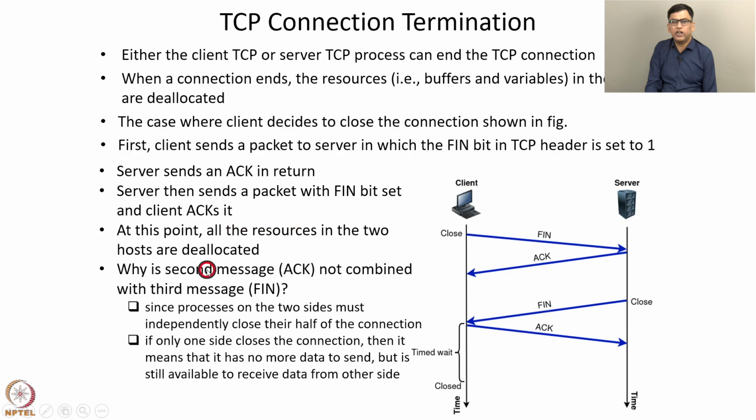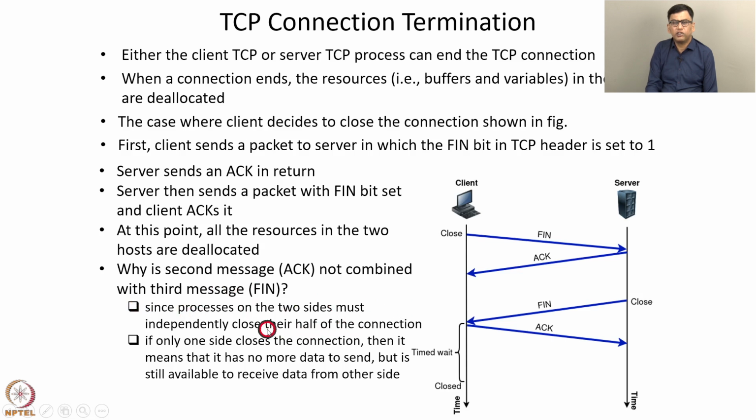The reason is that the processes on the two sides, namely the client and the server, must independently close their half of the connection. For example, it can happen that the client has finished sending its data to the server, but the server still has some data which it wants to send to the client. In that case, the client will send a FIN packet to the server, and then the server will ACK it. But the server will not immediately send its own FIN packet. It will instead send the remaining application data to the client, and only after the server has finished sending all its application data, only then it will send the FIN packet.